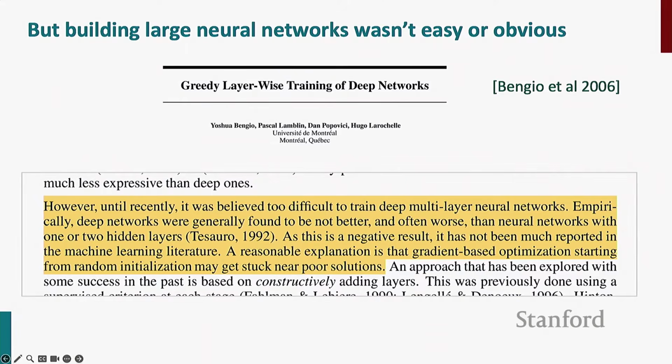And so right at the beginning of that paper, they observed the problem. However, until recently, it was believed too difficult to train deep multi-layer neural networks. Empirically, deep networks were generally found to be not better, and often worse, than neural networks with one or two hidden layers. Gerry Tesauro was actually a faculty member who worked very early on autonomous driving with neural networks. As this is a negative result, there's not been much reported in the machine learning literature.